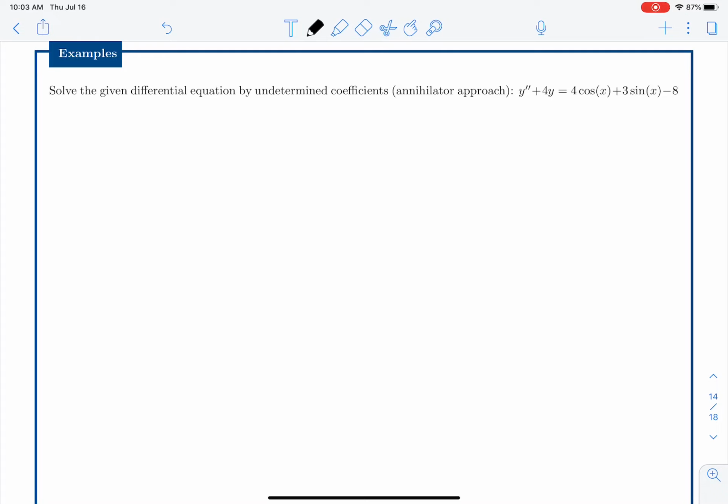So here is a second order DE with trigonometric functions. So I'm going to rewrite it in terms of differential operators. So d squared y plus 4 times y equals 4 cosine x plus 3 sine x minus 8, which would mean d squared plus 4 times y equals 4 cosine x plus 3 sine x minus 8.